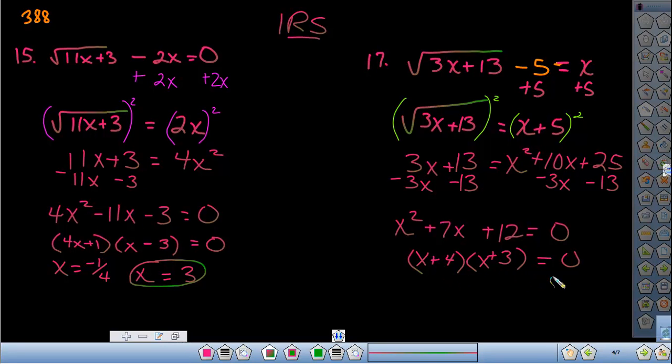And the zero product property, again: if you multiply two numbers together and the answer is 0, one of these numbers has to be 0. So in this case, the number that would make this 0, x would equal -4. And in this case, it would be x is equal to -3.